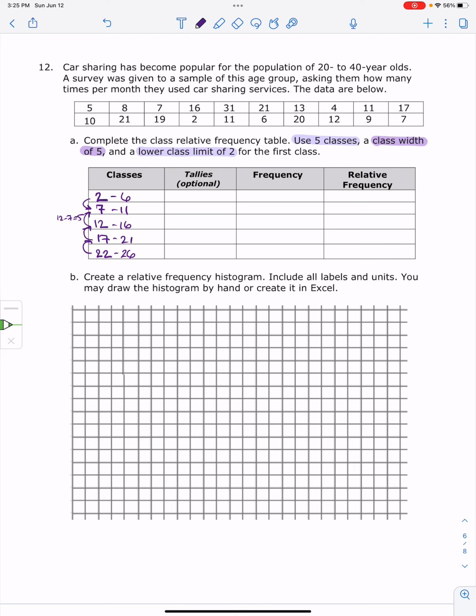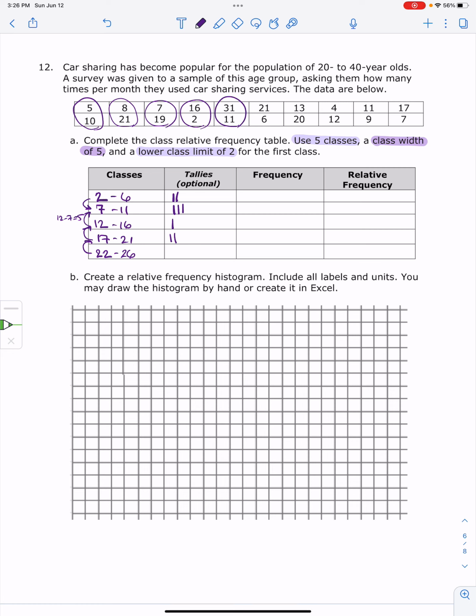So now I am just going to start with the tallies. Again, by column, 2 at a time, so I can keep track. 5 belongs in the 2 to 6 class. 10 belongs in that 7 to 11. 8 and 21. 8 is between 7 and 11. 21 is in the 17 to 21 class. My 7 and 19. 7 goes here. 19 is back here in the 17 to 21. I have 16 and 2. So that's the first one in my 12 to 16. One more in my 2 to 6.